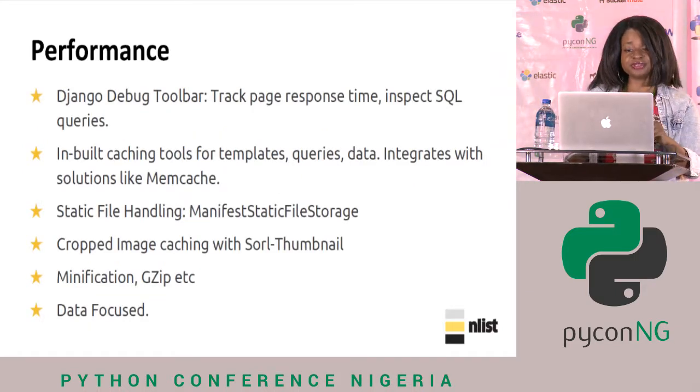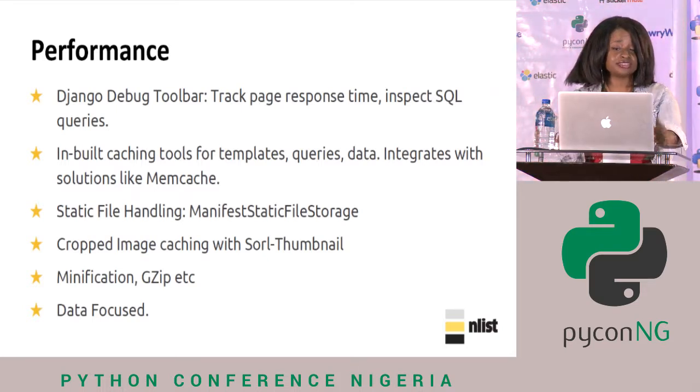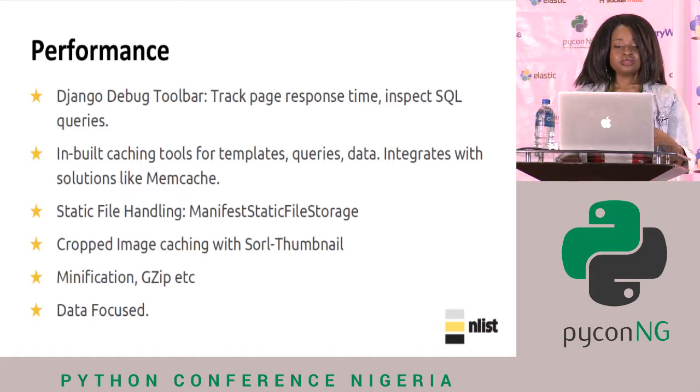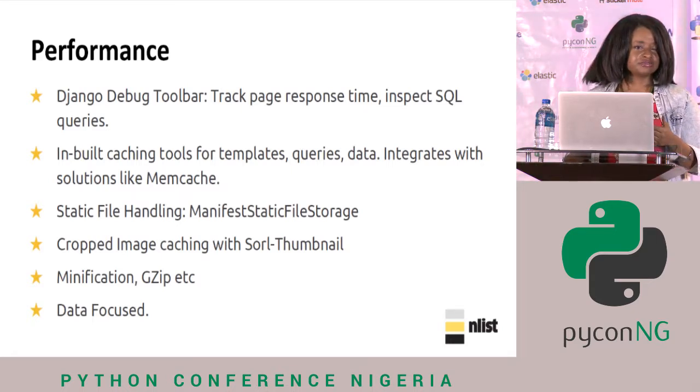So very quickly, I just want to go over the things I use for performance. I know my target demographic, so I know the site has to be pretty fast and pretty light. Django comes with things that you can use to track that, like the debug toolbar. It has caching, it has things inbuilt to help with caching. You can cache your templates, your queries. I use mine with Memcache.